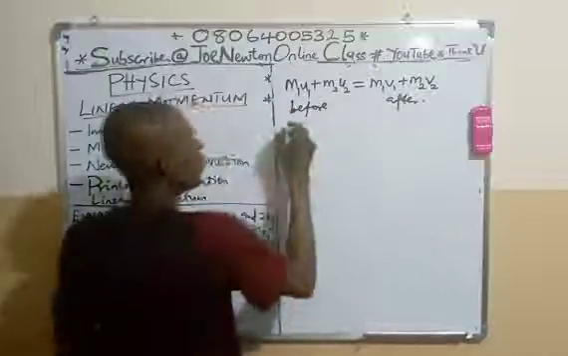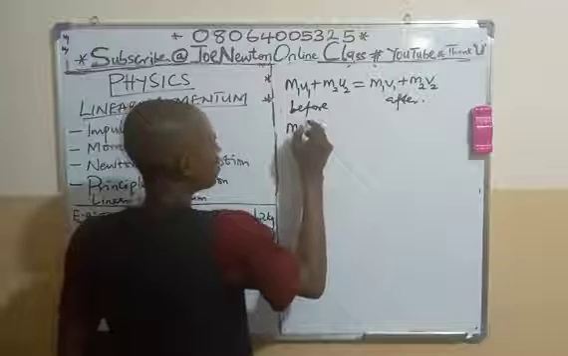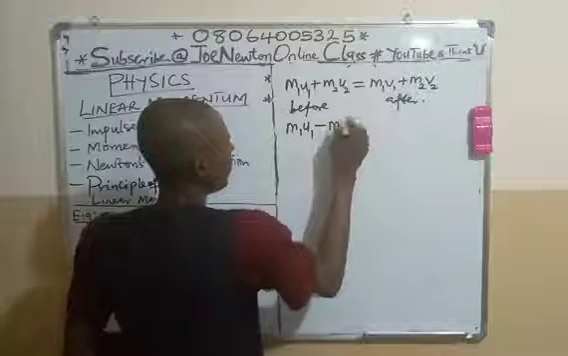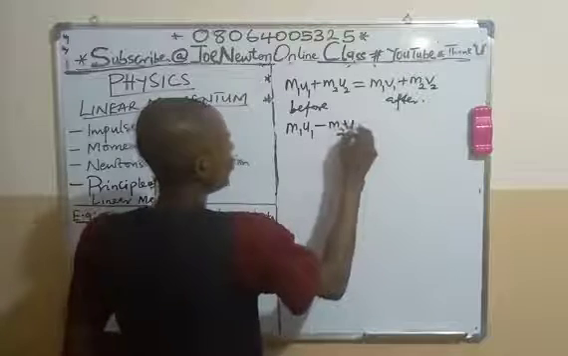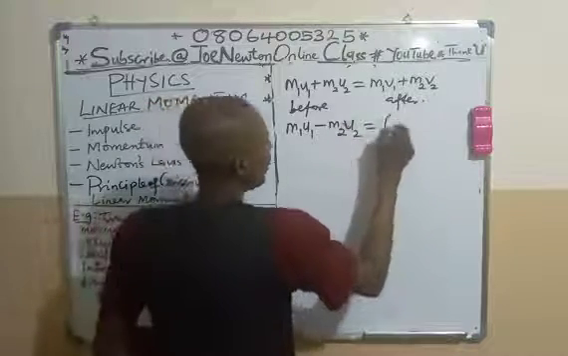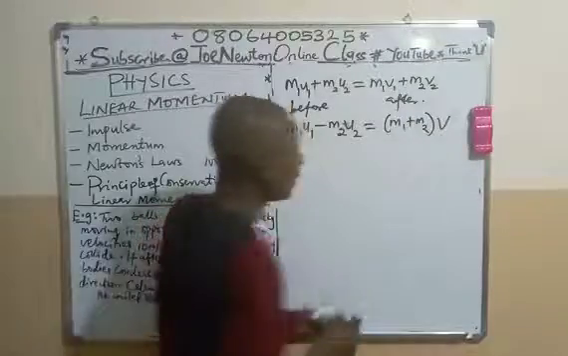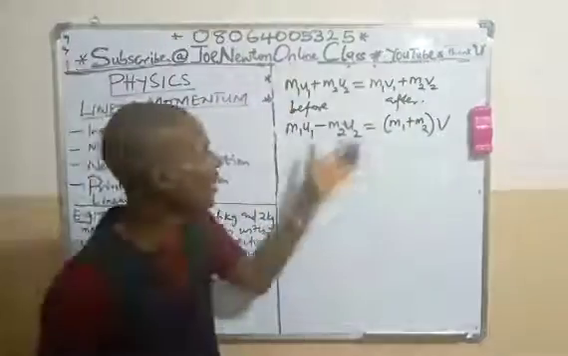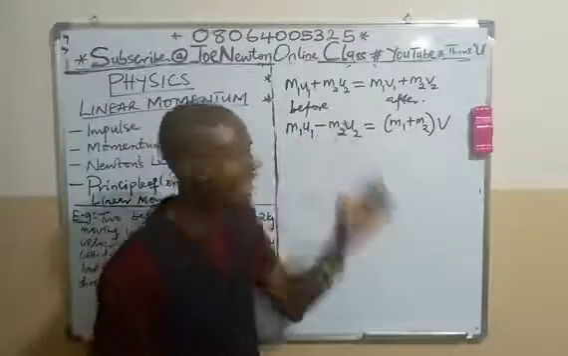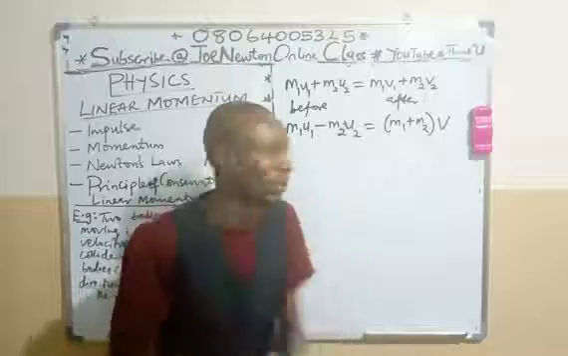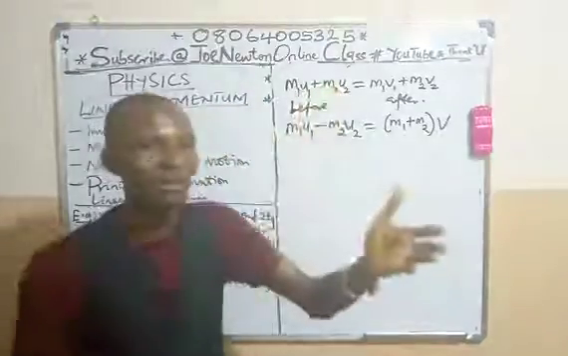In such a condition, we have that m1 u1 minus m2 u2 is equal to (m1 plus m2) times v. So this is a special condition. In this condition, the two bodies have head-on collision, face to face. They are moving in opposite direction, unlike here where they're moving in the same direction.